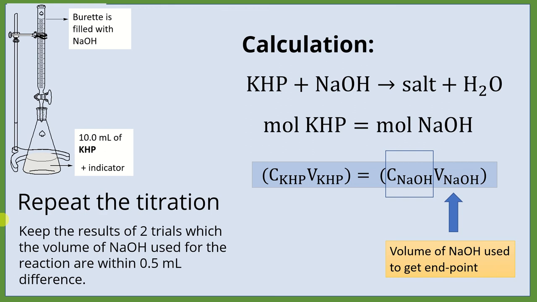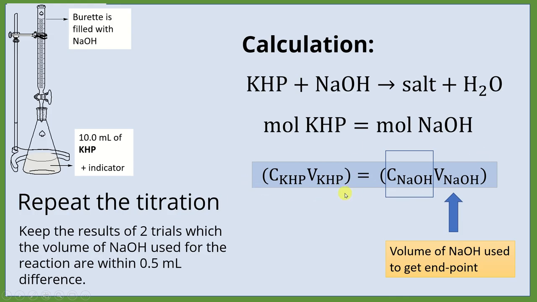And once you finish the first one, you repeat the titration a second time, or maybe more than two times, but keep the results of two trials in which the volume of sodium hydroxide used for the reaction is within 0.5 milliliter difference between one another. Keep these two results and then take the average of the concentration of sodium hydroxide.